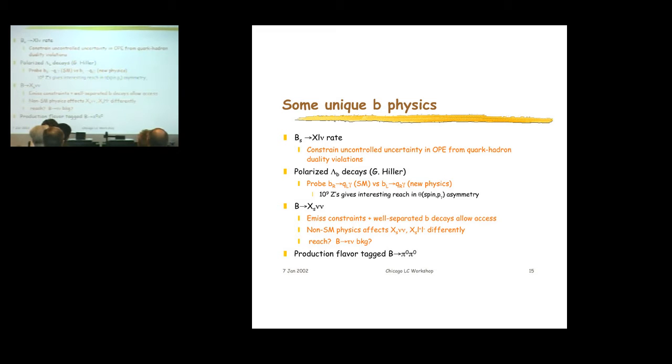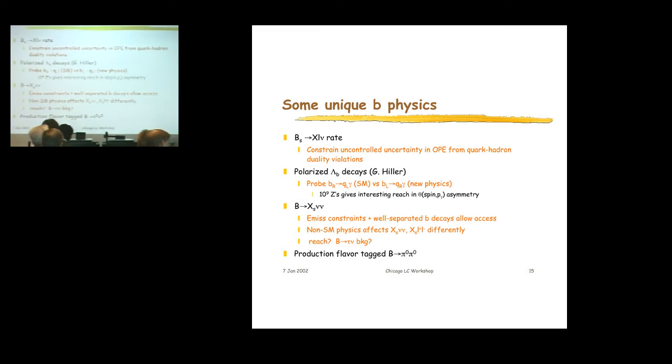Another nice feature is that you can produce polarized Lambda_b decays, and you can use these, for example, to probe this coupling in b to s gamma decays, which, for example, a left-right symmetric model would give you contributions here, whereas the standard model only gives you contributions here. And B to X_s gamma measured at B factories, even in the presence of the left-right model, would only probe this coupling. And it turns out with 10 to the 9th Z's, you actually get quite an interesting reach in limiting this kind of coupling.